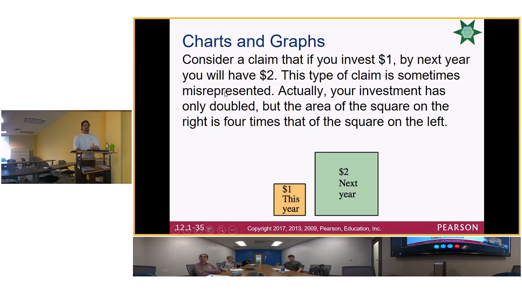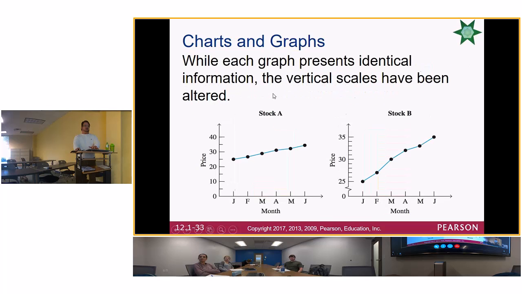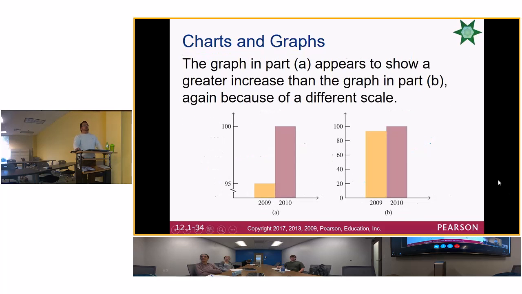So that's something I could do to make something look steeper or look like a more drastic change. Okay, why is it? The graph in part A appears to show a greater increase than part B because we're using a different scale. See, same scale, 95 to 100. But here I've got 20, 40, 60, 80.